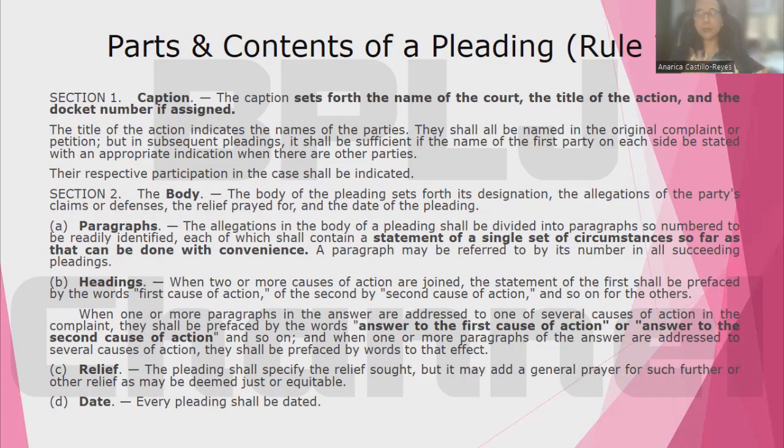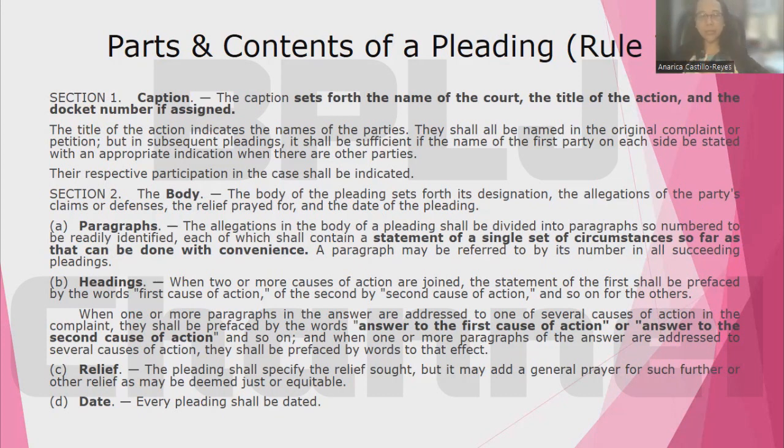Second, we go to the body of the pleading. It sets forth the allegations of the parties, the claims or defenses, the reliefs prayed for, and the date of the pleading. Now, the body of the pleading is divided into several paragraphs.